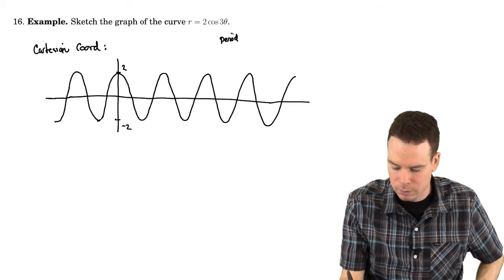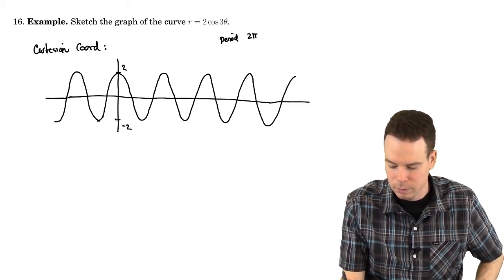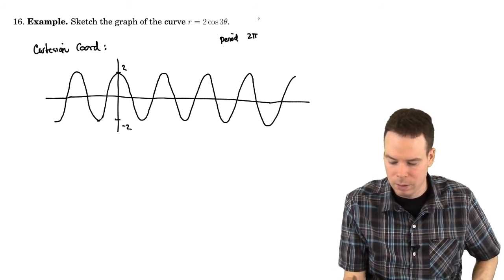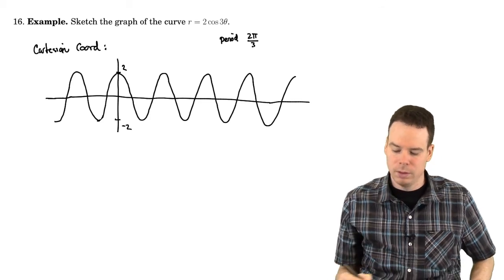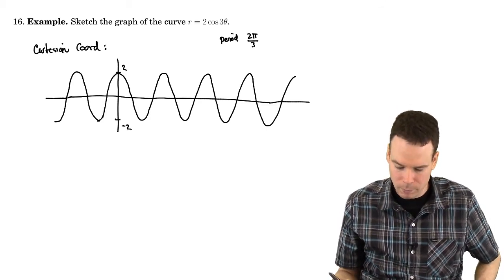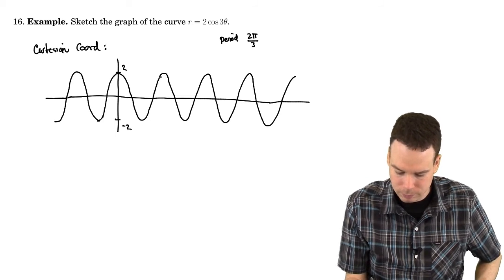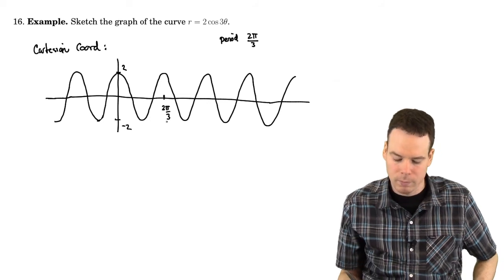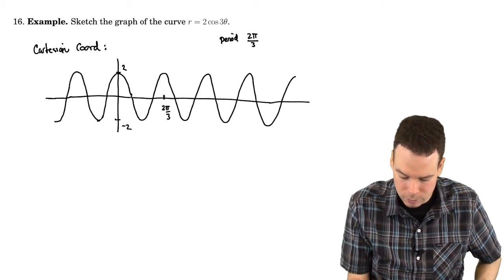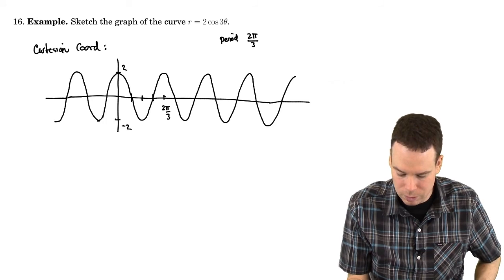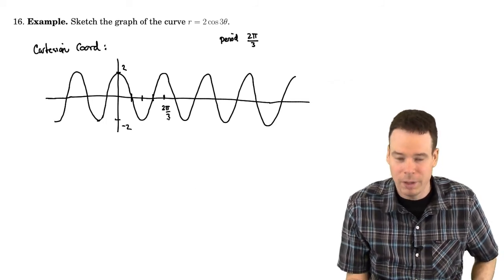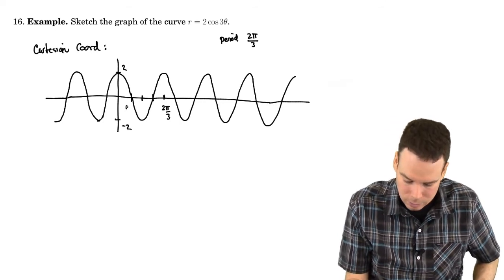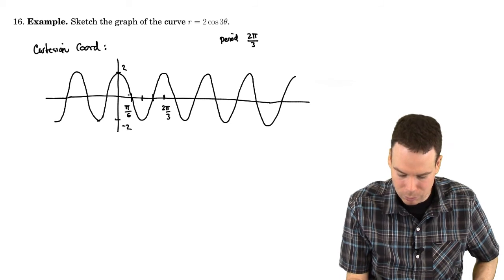What's its period? Well, a regular cosine function has period 2 pi, but this one's been compressed by a factor of 3. So its period is now 2 pi by 3. That means one cycle goes out to an angle of 2 pi by 3. And if there's 4 interesting bits on that one cycle, then 2 pi by 3 divided by 4, which is pi by 6, is the first place that something interesting happens.